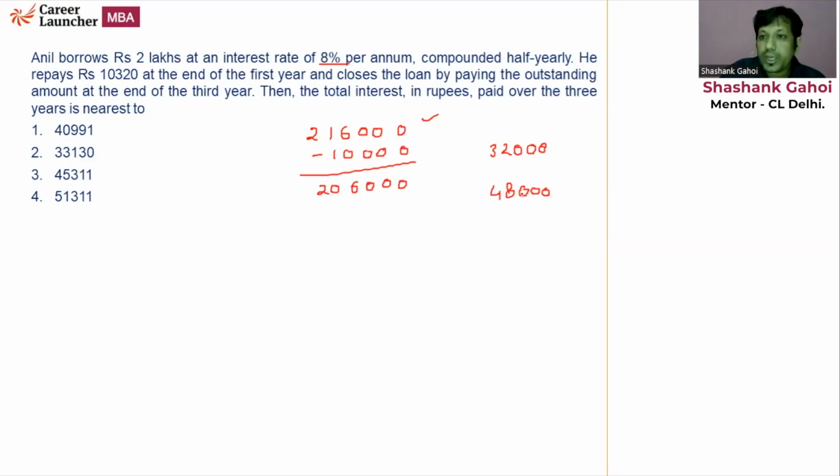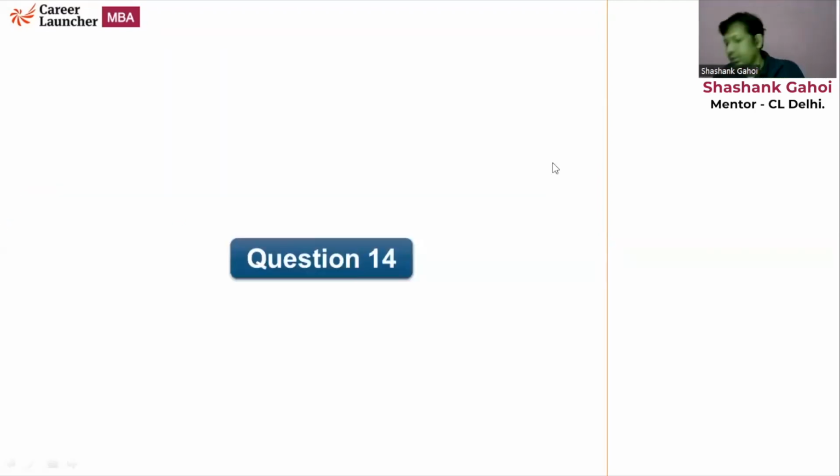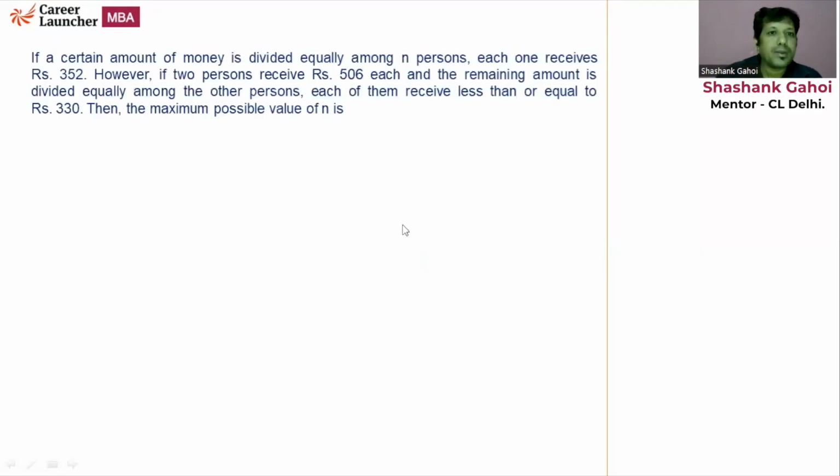If we take compound interest, the actual amount is going to be more than 48,000. And how many options do we have that are more than 48,000? There is only one option, that is option 4. So my answer to this question is option 4. Let's solve question number 14. What does it say?